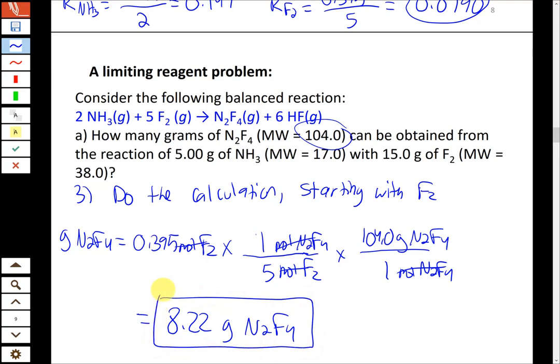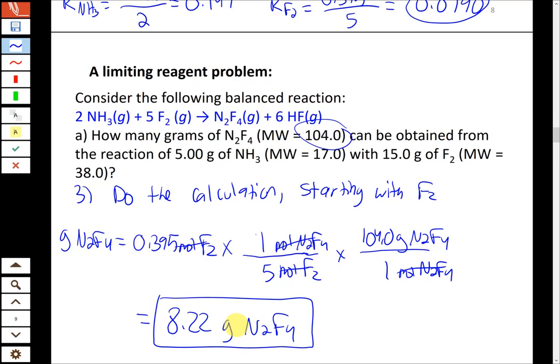All right, so that's how much product forms. If you had started with NH3, you would have gotten a bigger number, which would also have been incorrect, because F2 is our limiting reactant. It's going to determine how much of the product we can form. So that's kind of the typical approach.